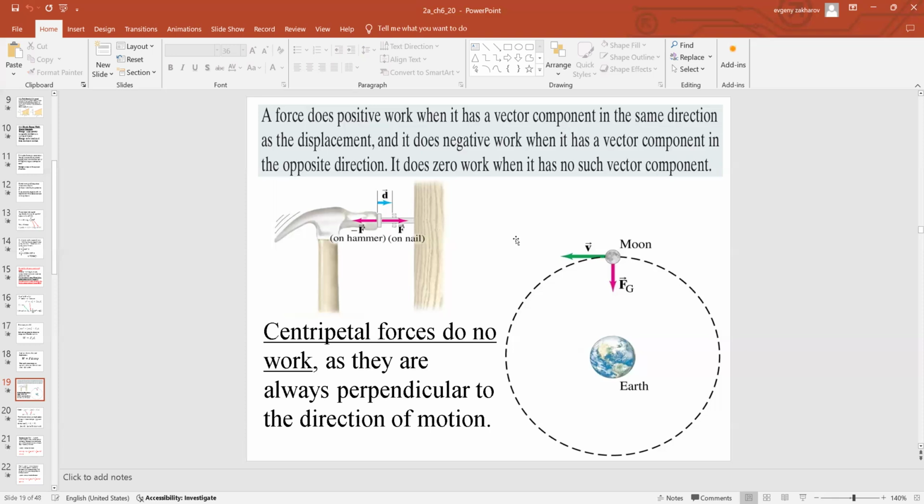Even though the value would be the same, work done on the nail is positive and work done on the hammer is negative. This is what I will be grading the most. That's the most important.